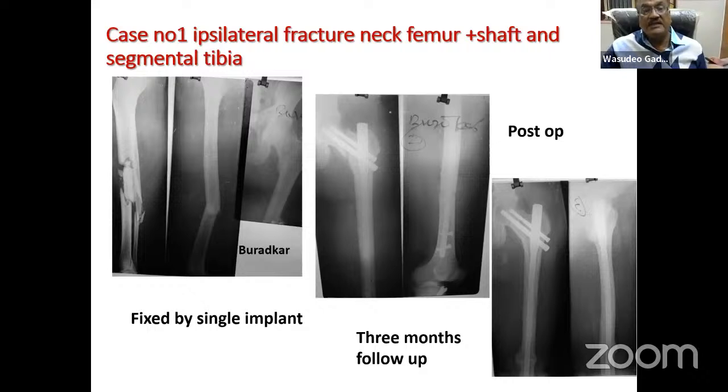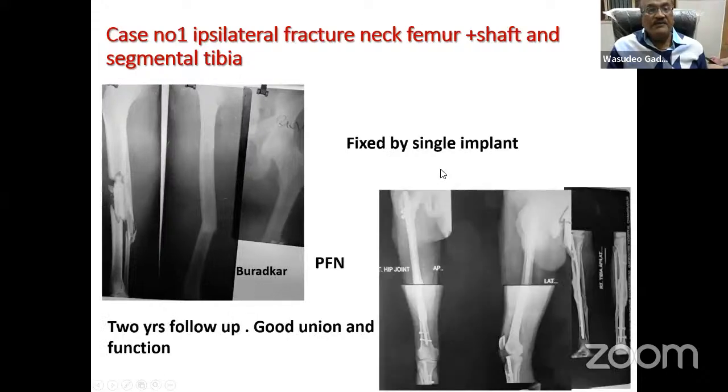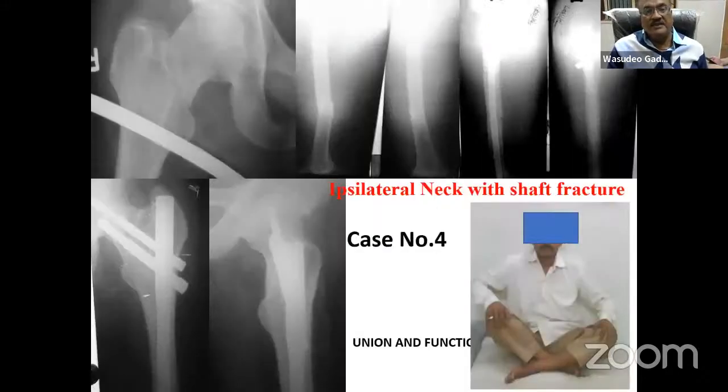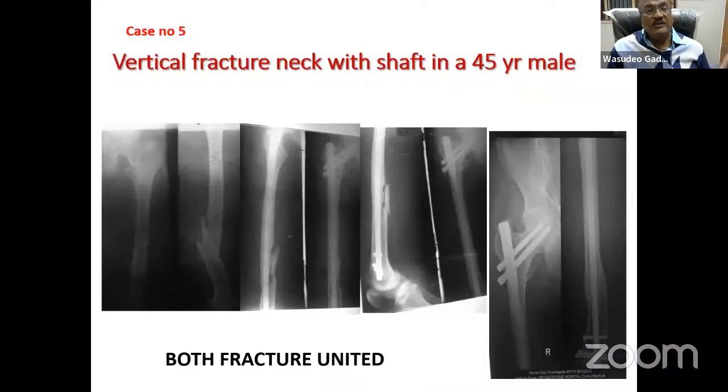You can see a vertical fracture of the neck femur with a shaft femur fracture, and the fracture has healed. Another fracture, you can see a fracture neck femur with the shaft fracture. I can quote innumerable examples, and I can say that a vertical fracture neck femur with shaft fracture can be treated. You can see here both fractures have united very nicely.